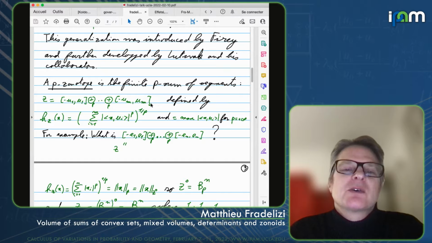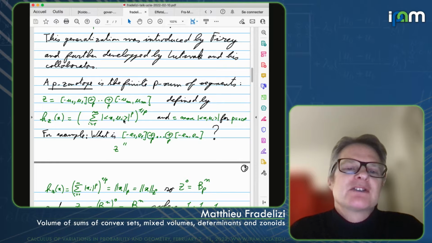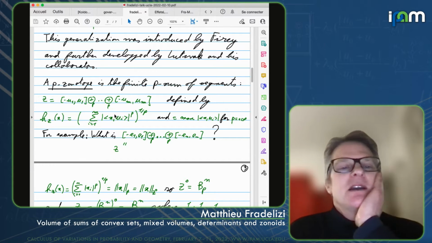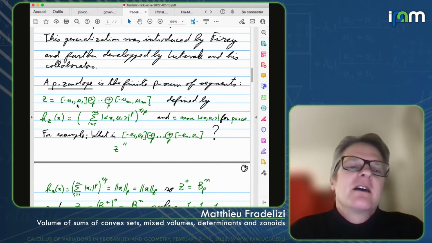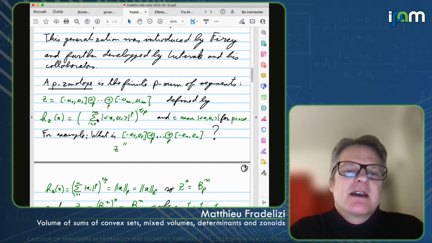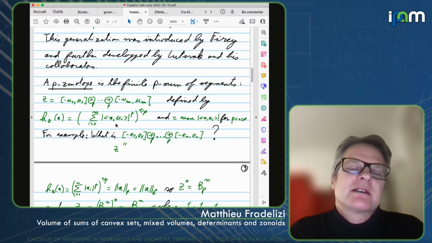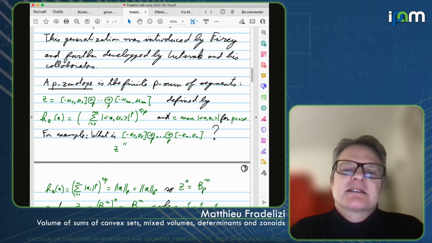Because of the definition of the p-sum, it is the same as saying the support function of Z is just the sum of these scalar products, because the support function of a segment is just the absolute value of the scalar product, if the segment is symmetric, which is our case here. And so we get some l_p norms, if you want, like this. And for p equals infinity, you get the max.